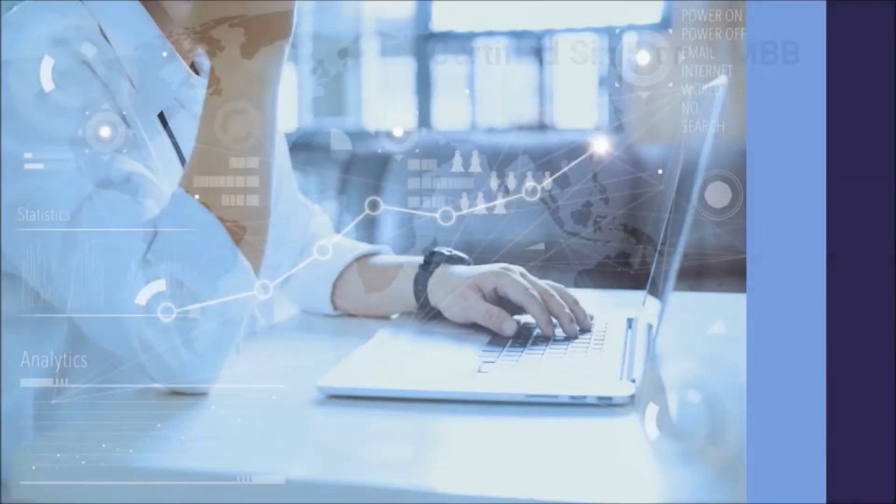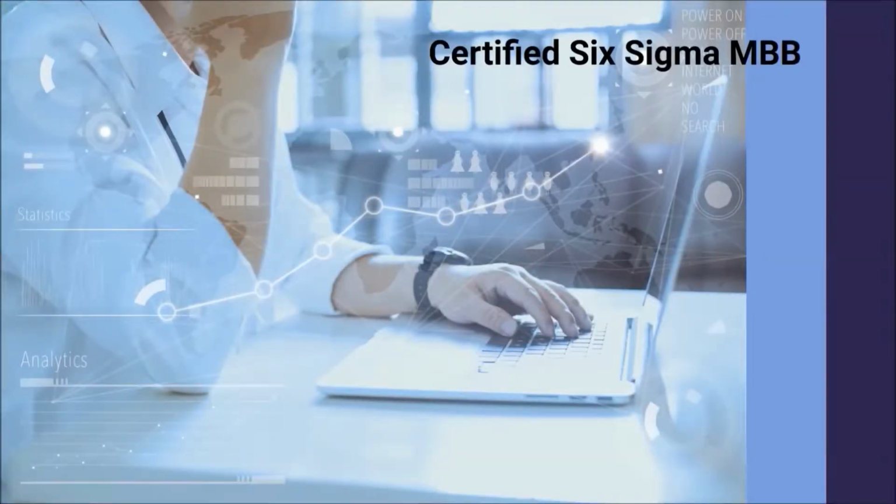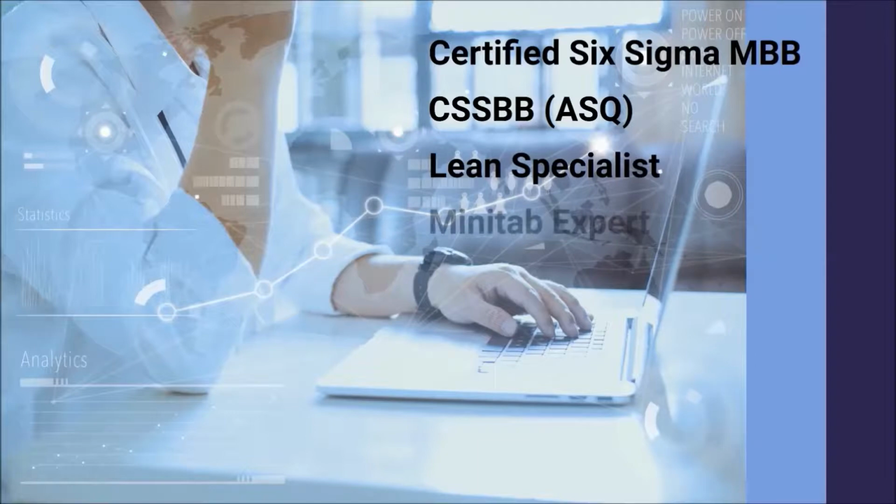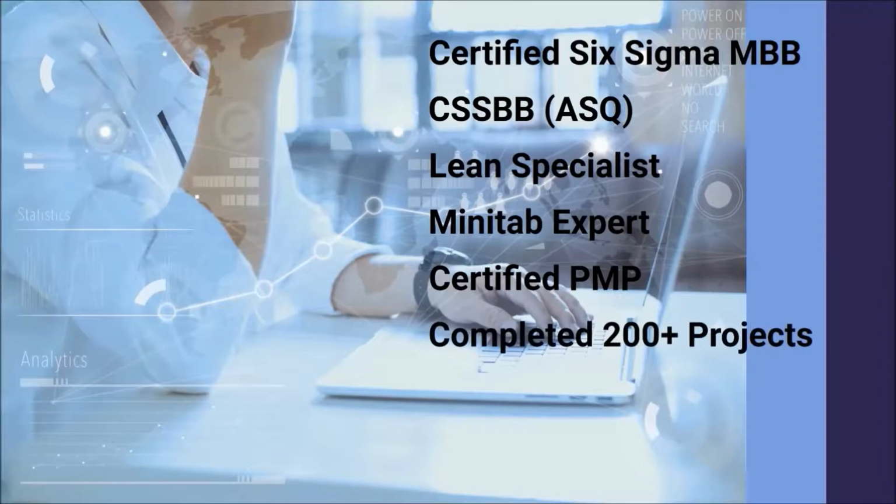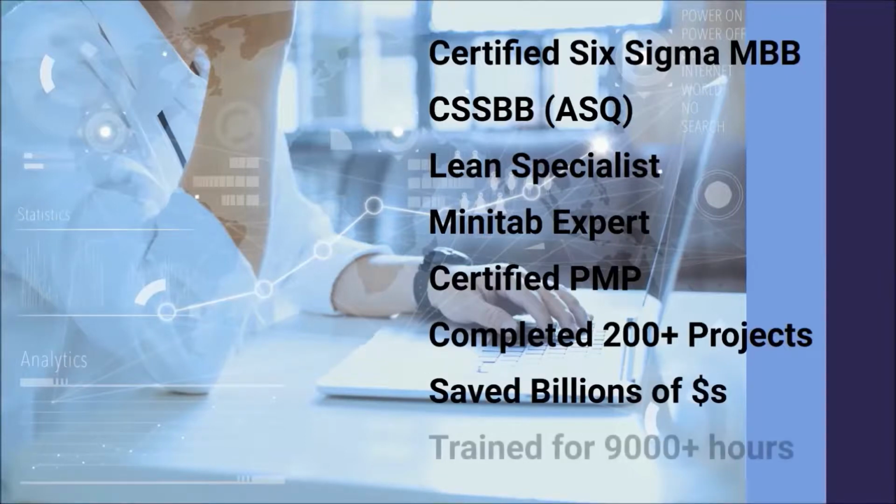My name is Ross. I am a certified Six Sigma Master Black Belt, a certified Black Belt from the American Society for Quality, a Lean Specialist, a Minitab expert, and a certified Project Management Professional. I have completed over 200 Six Sigma and Lean projects, helping several Fortune 500 companies save billions of dollars, and I have conducted Six Sigma, Lean, and project management trainings for over 9,000 hours. It is my genuine pleasure to use all my experience and expertise to train you by virtue of this Six Sigma Yellow Belt Training and Certification Program.